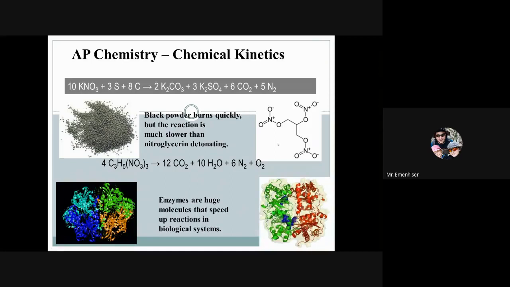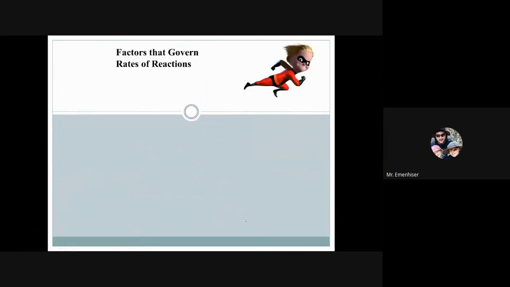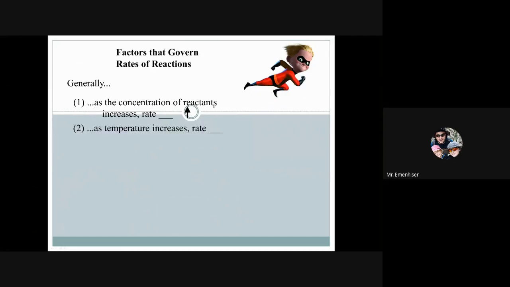Okay. Enzymes are huge molecules that speed up reactions in biological systems. So there are enzymes that we have in our body that catalyze and speed up reactions. All right, so what are the factors that affect the speed of a reaction? Generally, increasing the concentration of reactants increases the rate. Okay, so if you increase the concentration of the reactants, they're going to turn into the products faster because you have more of them. And that means that more reactions will take place as time goes on, which means that the reaction will happen faster. So the more concentration you have, the faster the rate.